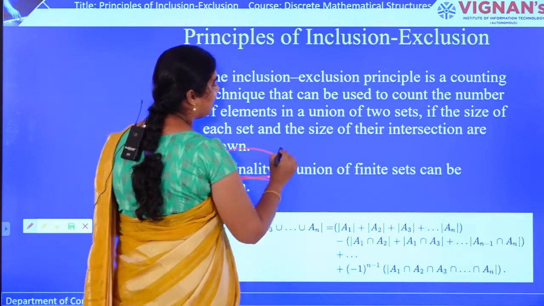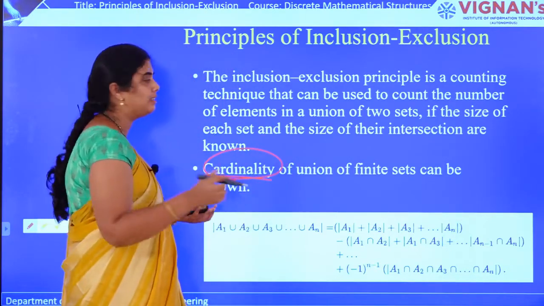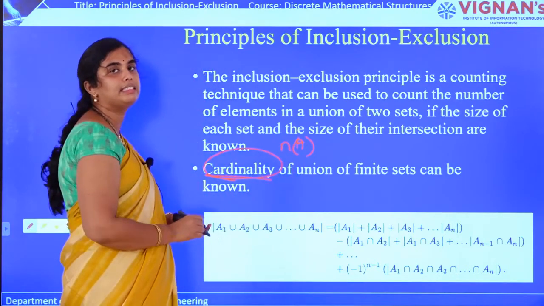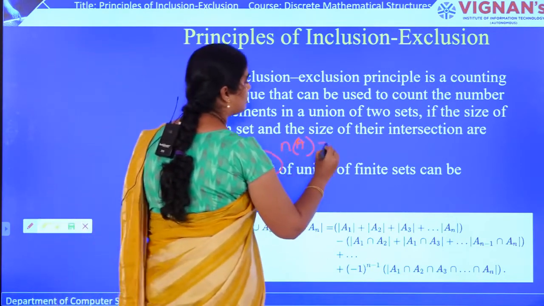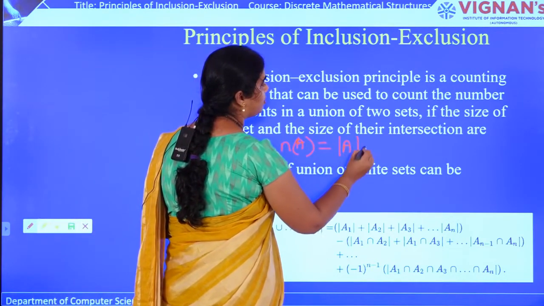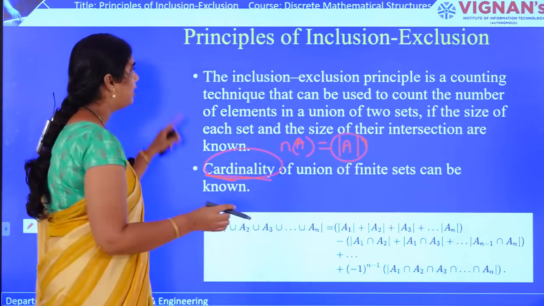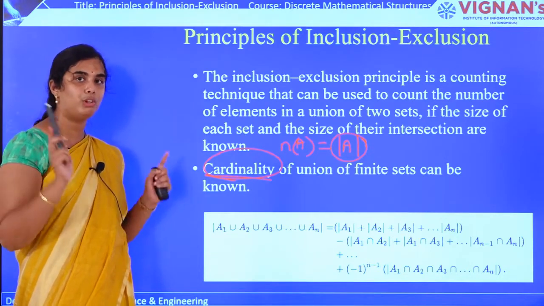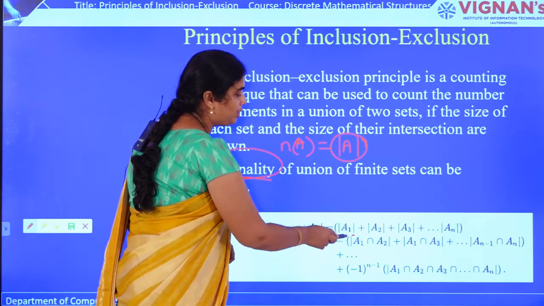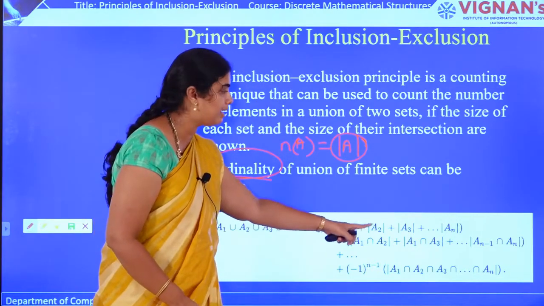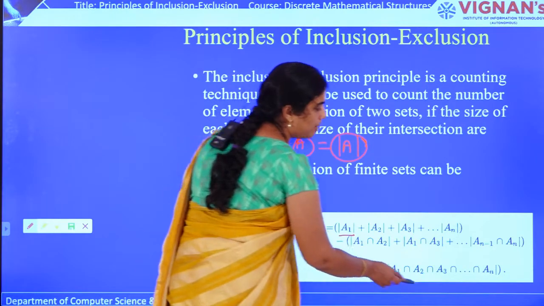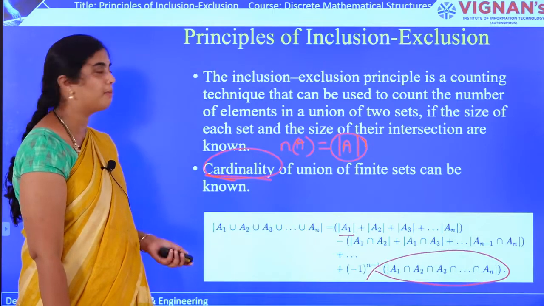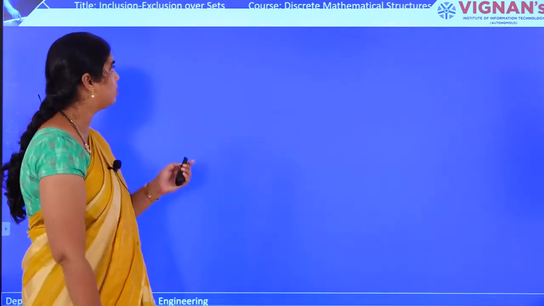What is this cardinality? Cardinality means finding the number of elements. Cardinality can be denoted by n of A. That means we are finding the number of elements that are present in A. This can also be denoted in this way. This also means finding the number of elements. So, in the principle of inclusion and exclusion, we will be finding the number of elements present in the union of two sets, provided the number of elements present in the individual sets are given and the number of common elements is also mentioned over here. Using this, you will be learning the principle of inclusion and exclusion.